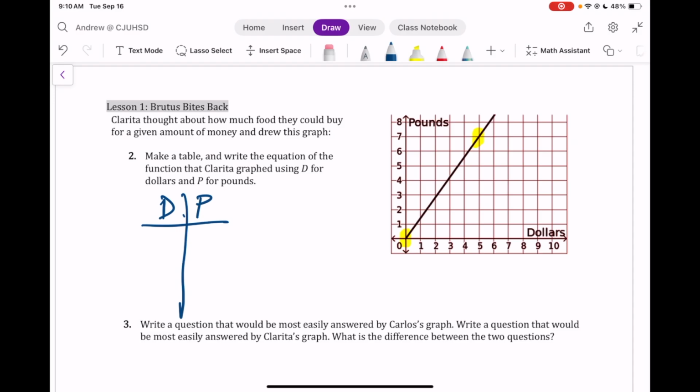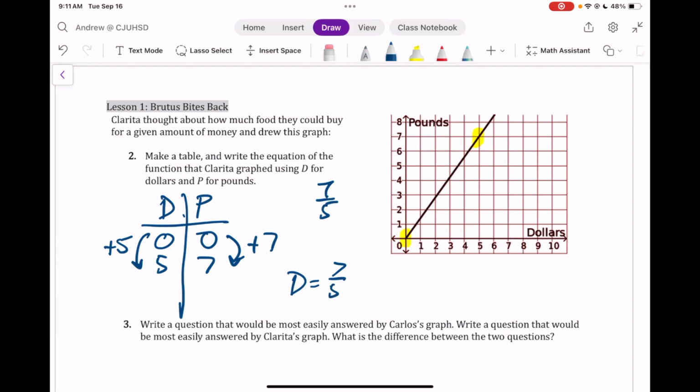And that means we have (0, 0) and (5, 7). Well, the change of the dependent variable is 7, and the change of the independent variable is 5. That makes this 7/5 slope with, again, the y-intercept is 0. So pounds is 7/5 times dollars.